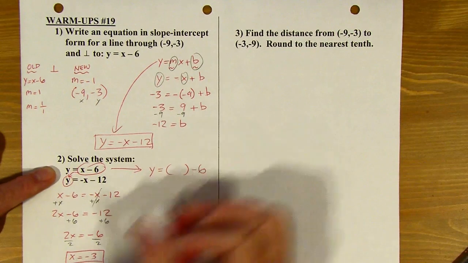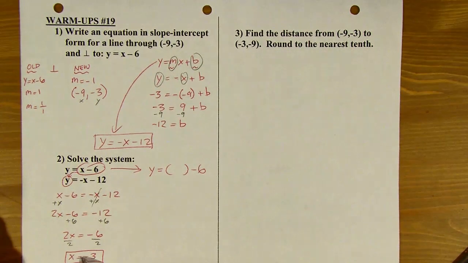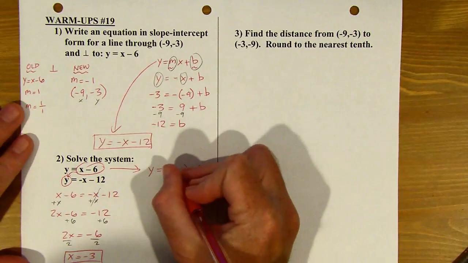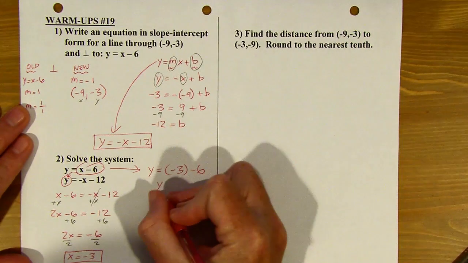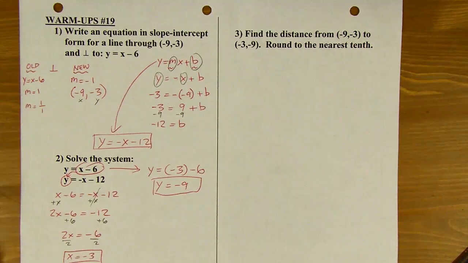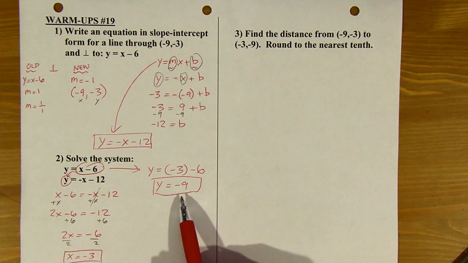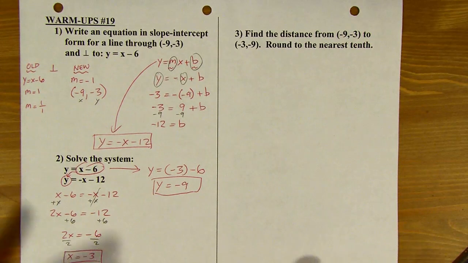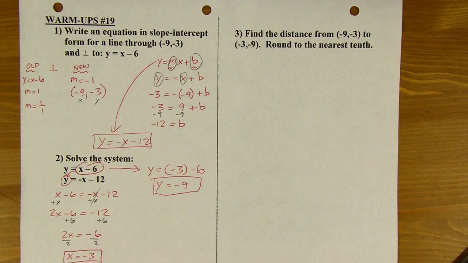y equals x minus 6. Well, I know what the x is now, right? x is negative 3. And then I just do the arithmetic there. And then y equals negative 9. So you could write it like this. You could also write it as an ordered pair, negative 3 comma negative 9, like that in parentheses. Okay, there is my solution.